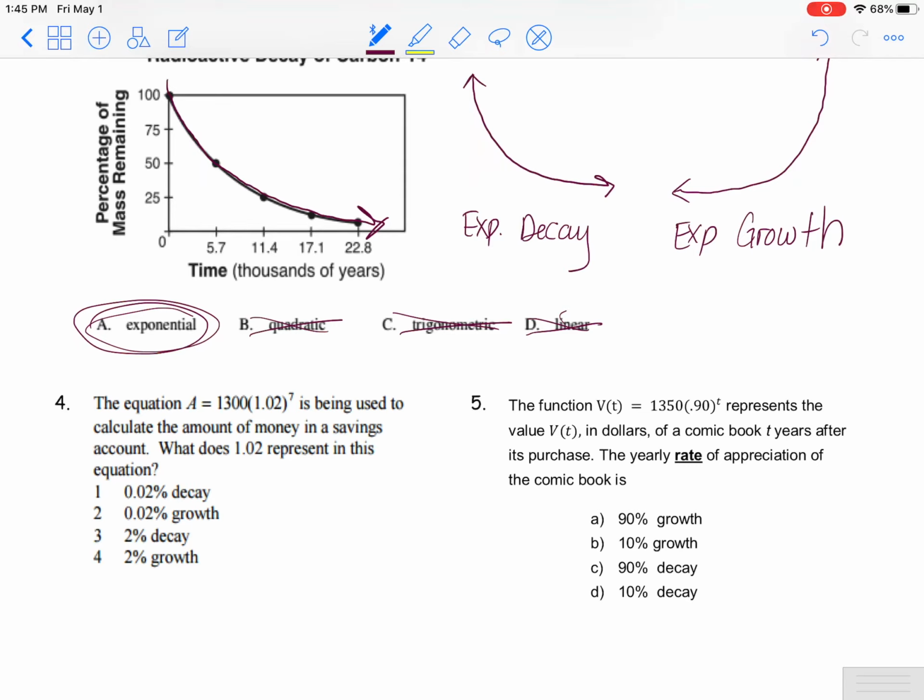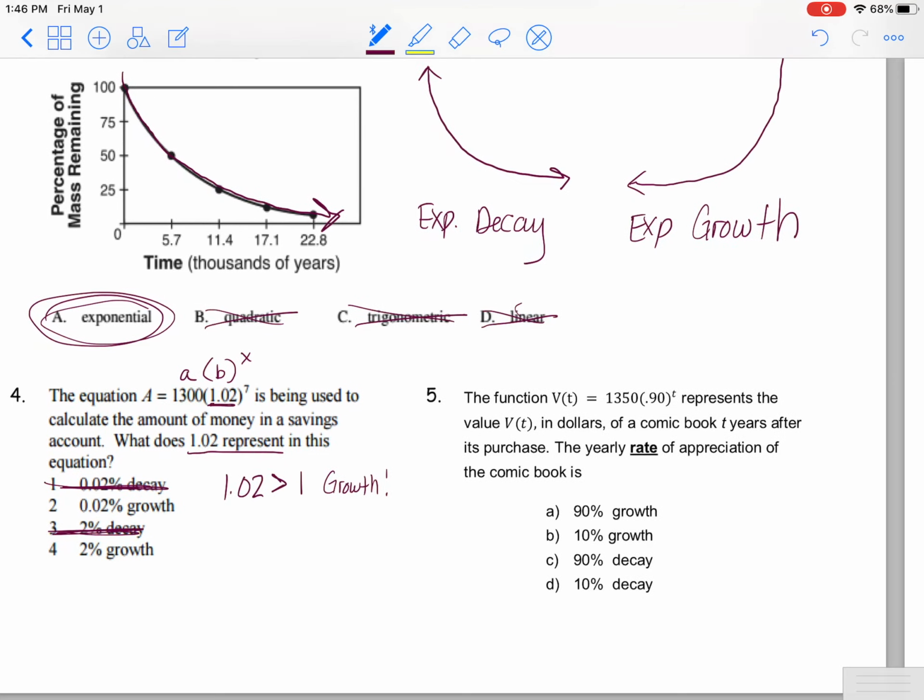All right, question 4. The equation is being used to calculate the amount of money in a savings account. What does 1.02 represent in this equation? Well, a b to the x. So 1.02 happens to be bigger than 1. Think about it: $1.02 is definitely bigger than $1. I know that this is growth. So I'm going to erase my decay answers. Then we've got to figure out what kind of growth, 0.02% or by 2%.